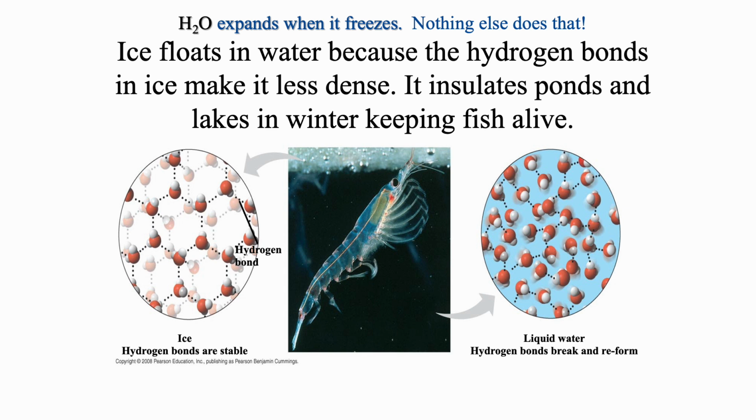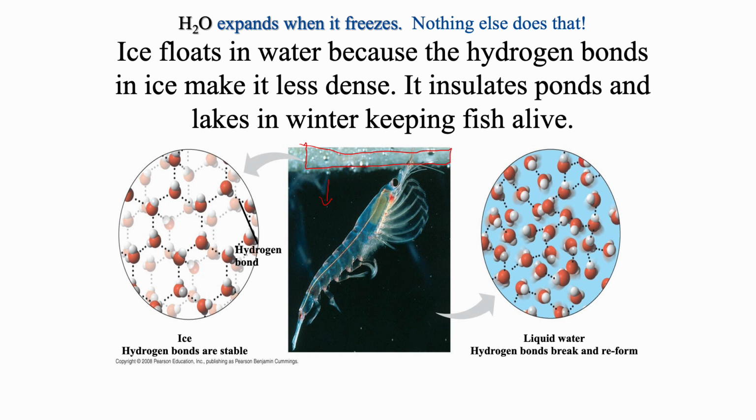In this middle picture, this is representing the ice layer on top of a pond. When you have that ice layer forming, everything underneath it is going to be insulated, so it helps protect the wildlife that's underneath the ice layer during the winter time.